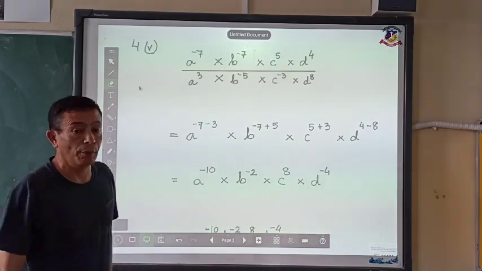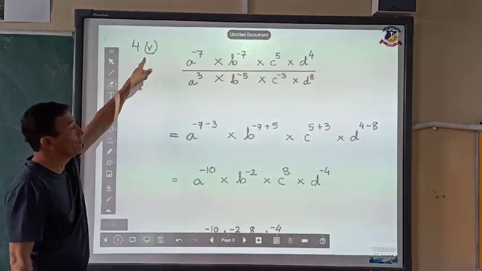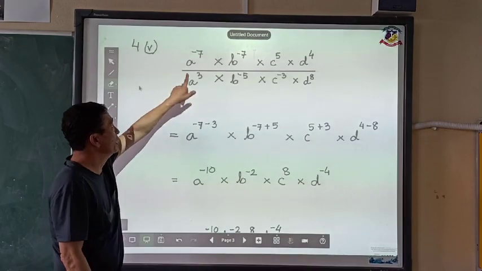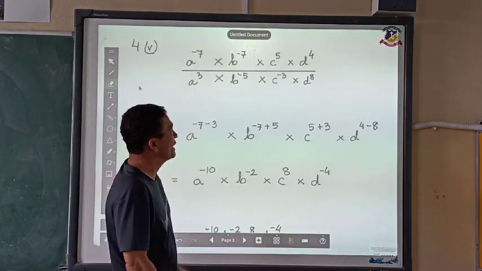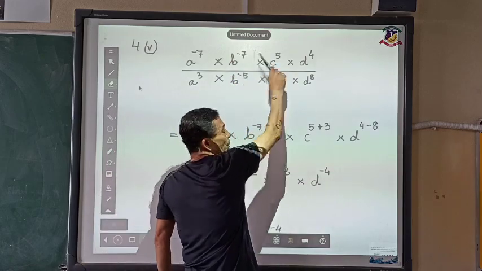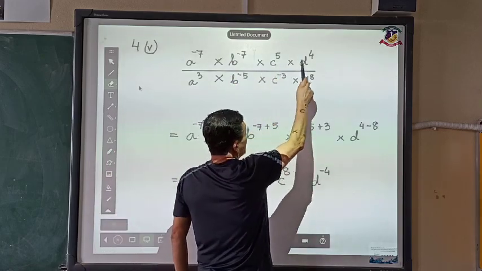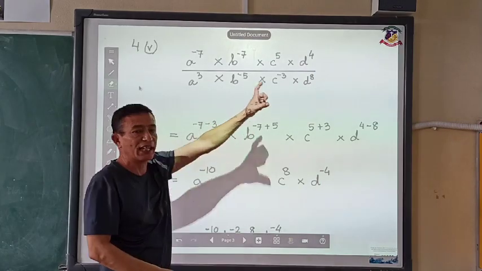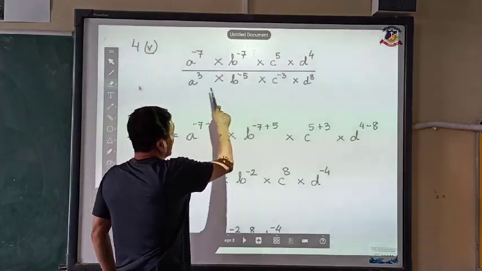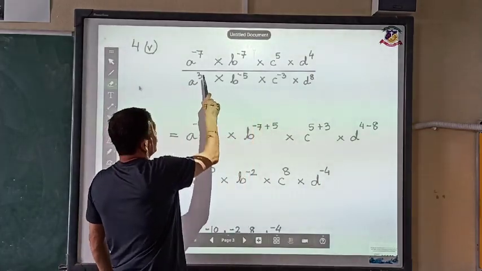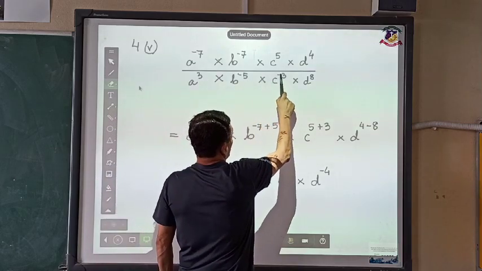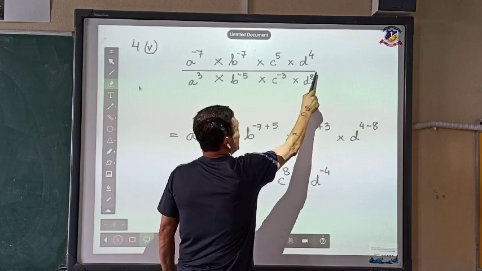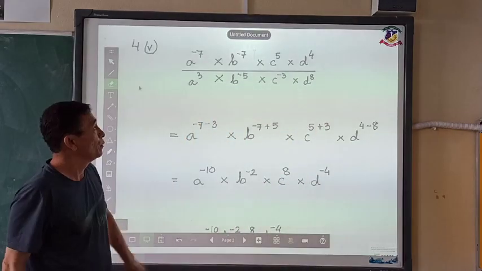That's your question number 4, number 5. The question given is a to the power of negative 7 multiplied by b to the power of negative 7 multiplied by c to the power of 5 multiplied by d to the power of 4. Those are in the numerator. And in the denominator we've got a to the power of 3 multiplied by b to the power of minus 5 multiplied by c to the power of minus 3 multiplied by d to the power of 8.